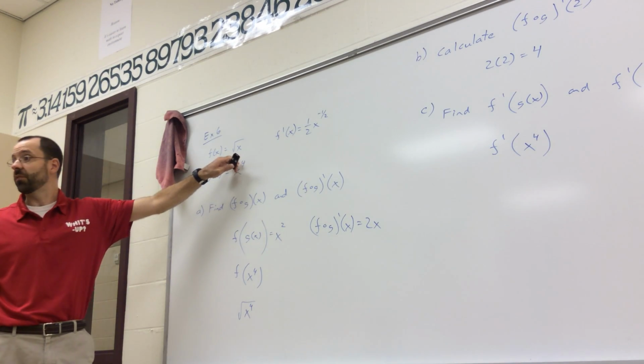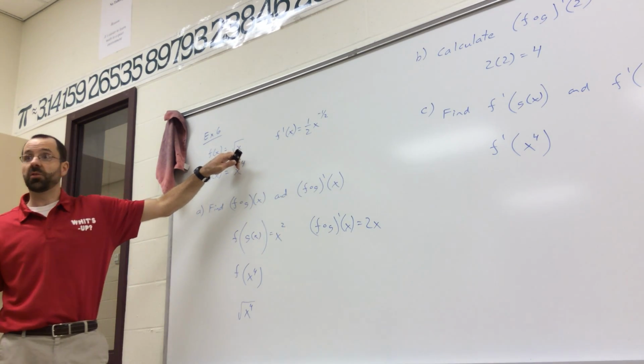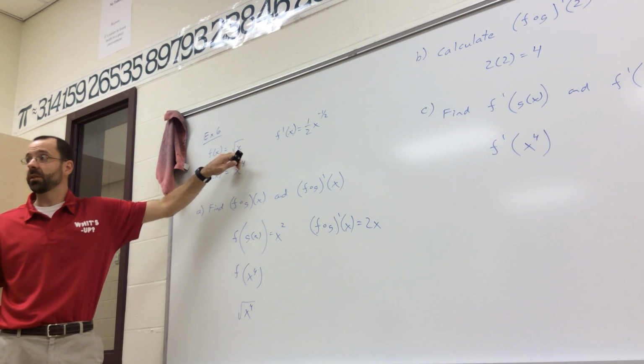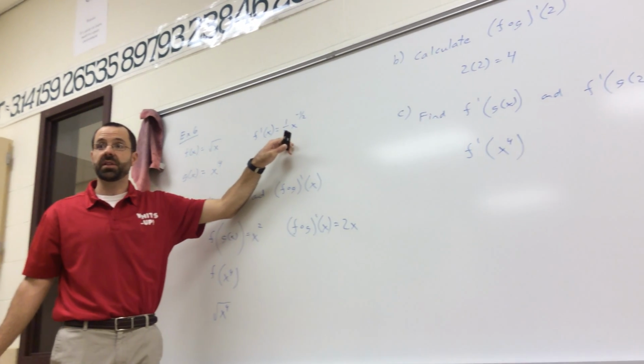So this is my original f of x. Another way to write square root is the 1/2 power, right? So the derivative is 1/2 x to the negative 1/2.